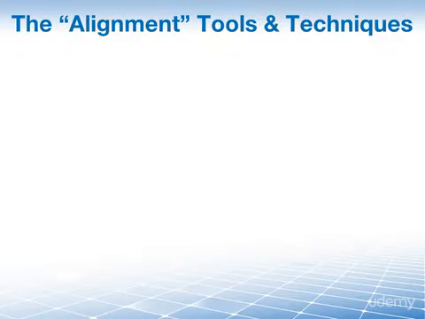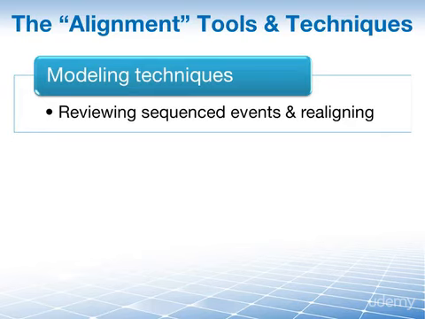We have reached the final 3 tools and techniques for the control schedule process, and all 3 deal with aligning project activities with the plan, but in different ways. Let's take a look at each one. First of all, we have modeling techniques. These are used to review different sequenced events or scenarios guided by risk monitoring to bring the schedule model back into alignment with your project management plan and the approved baseline. 2 examples of modeling techniques include the what-if scenario analysis and simulations.